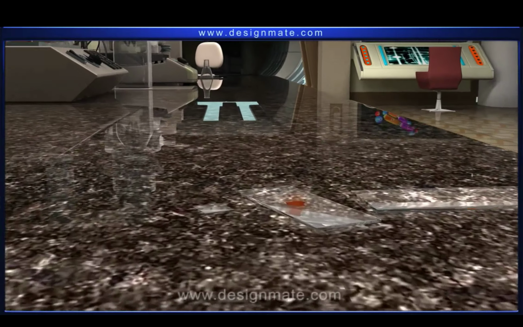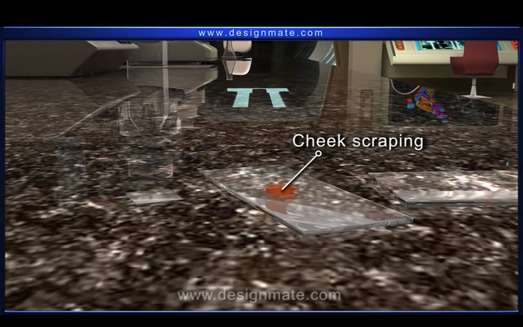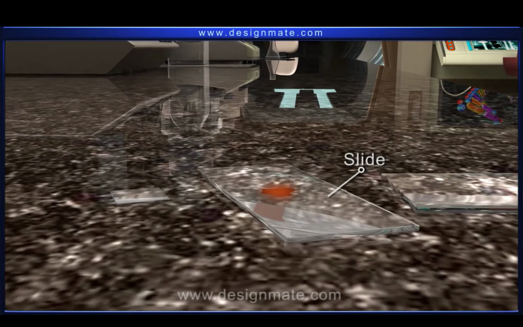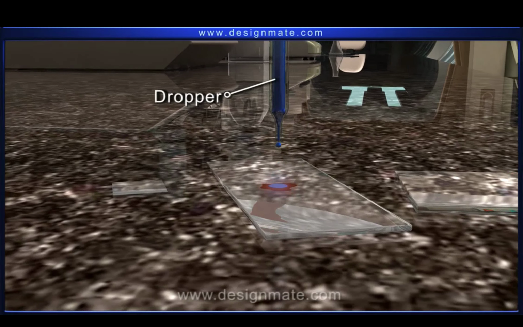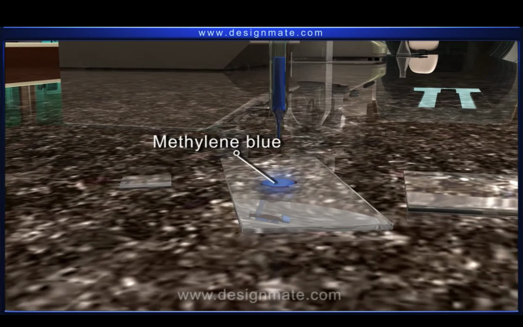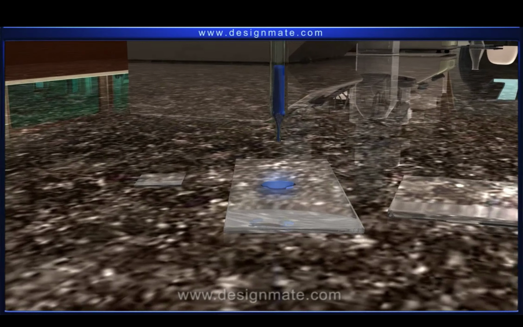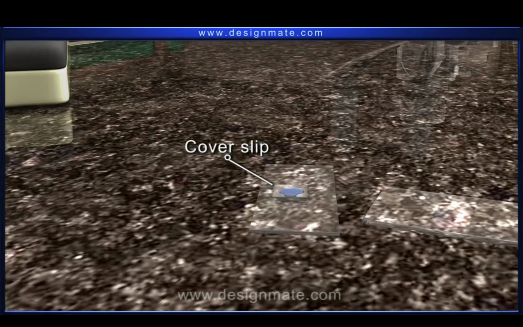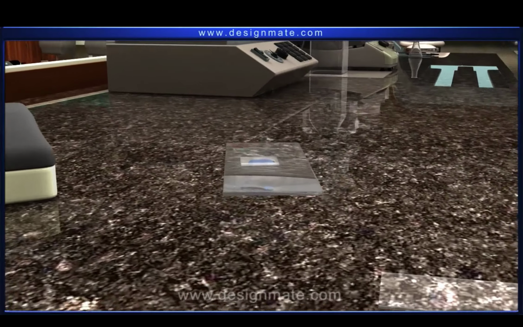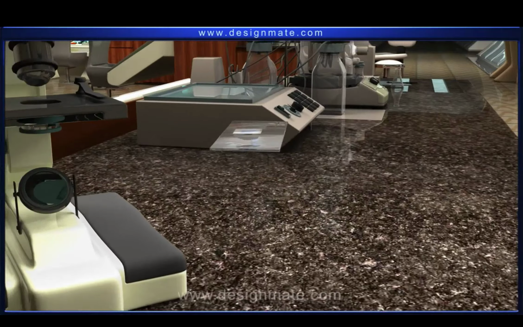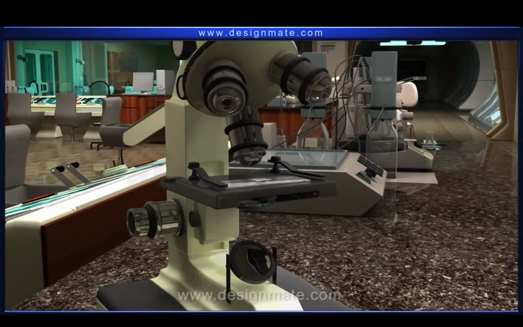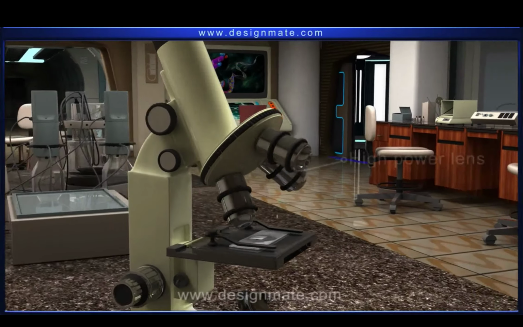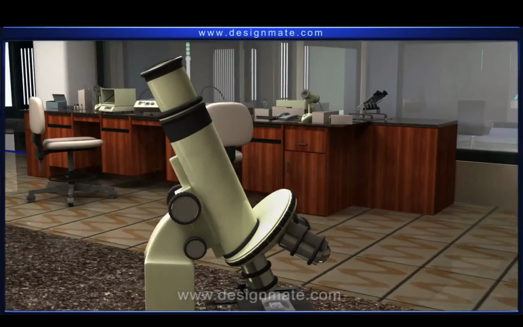We spread the scrapings from the inside of the cheek onto a clean slide. With the dropper, put a drop of methylene blue on the slide. Place a cover slip onto the slide. Observe the cells with the help of a compound microscope using the high-power objective lens.